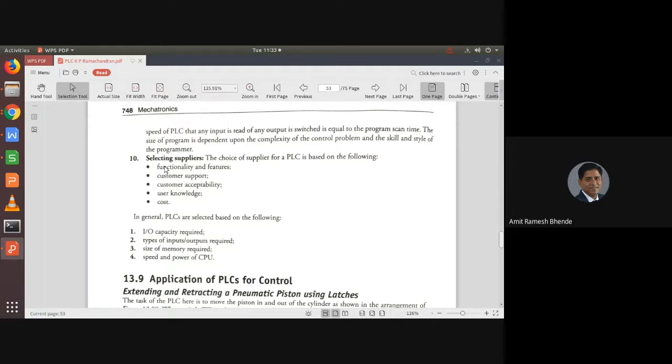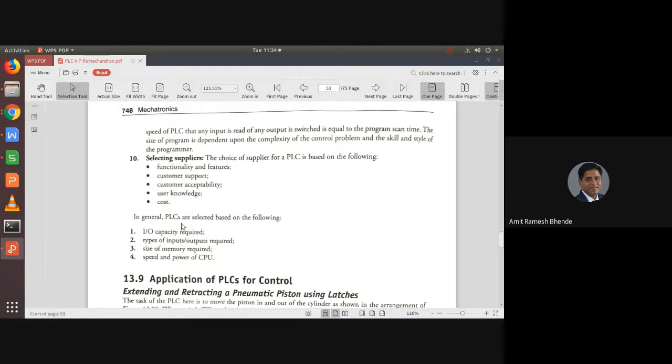The choice of the suppliers for the PLC is based on the following: functionality and features, then customer support, customer acceptability, user knowledge, and cost. Okay, because these suppliers have different capabilities. The hardware is available in different capabilities. Cost wise they are different, functionality wise they are different, feature wise they are different, and the customer also has its acceptability level. Okay, so all these things are important for selecting a PLC.